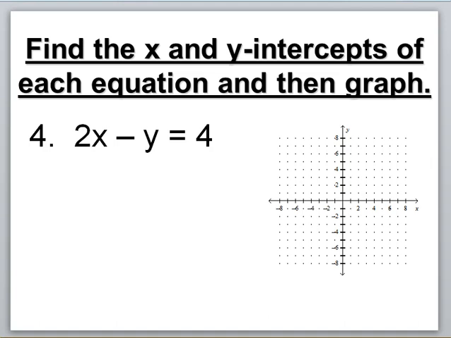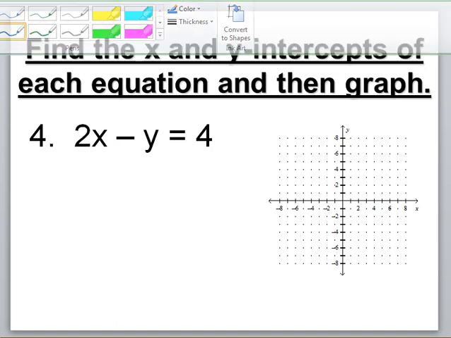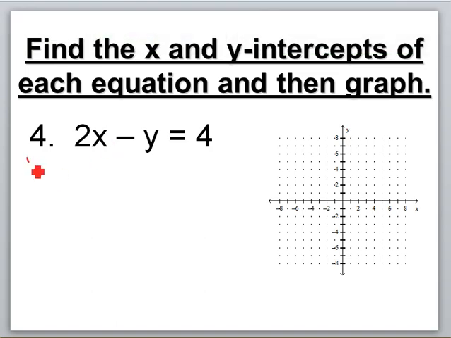On my last three examples, I actually forgot to graph this. So we want to make sure that we know how to graph. So we're going to go ahead and find our x and y intercepts just as we have. So my x-intercept I find by plugging in 0 for y.